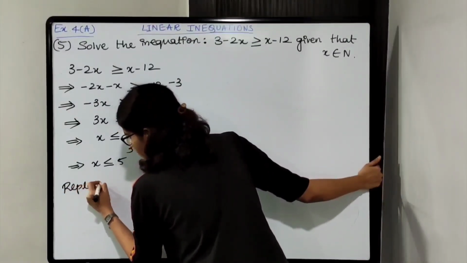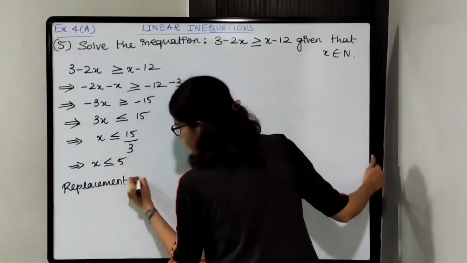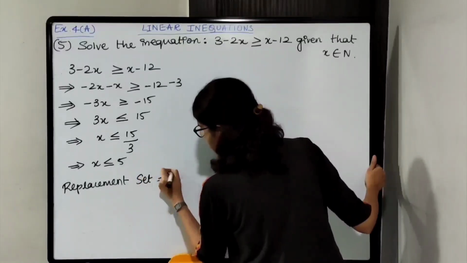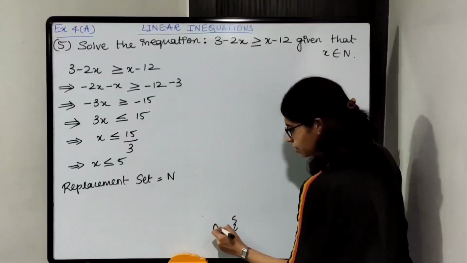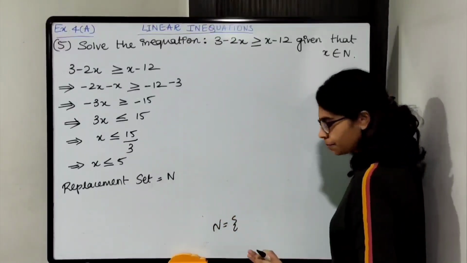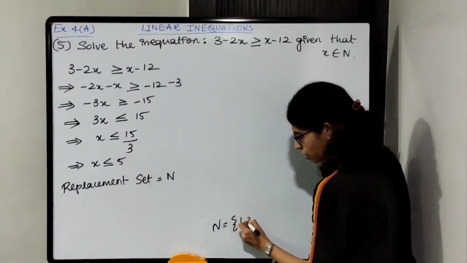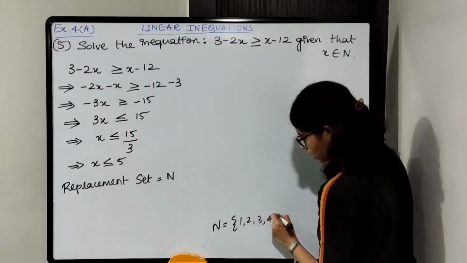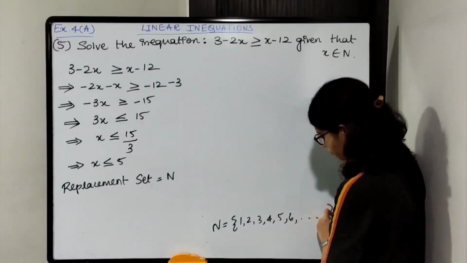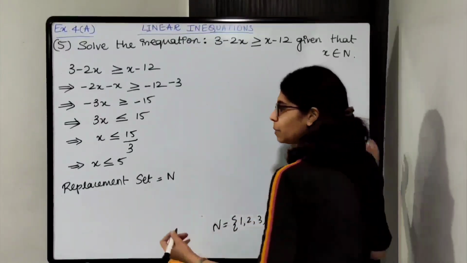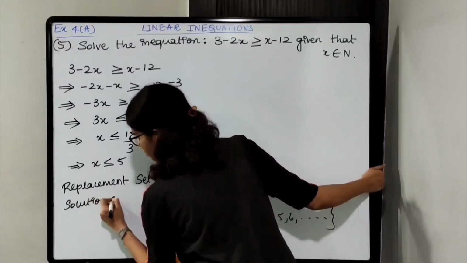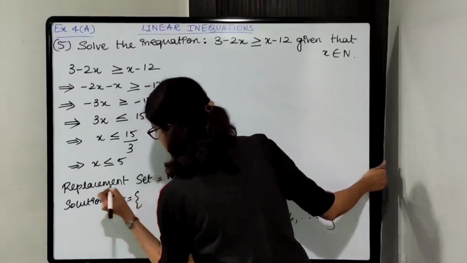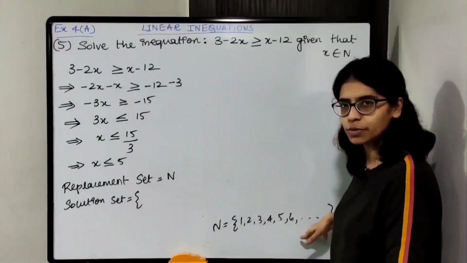Replacement set क्या है? It is natural numbers, है ना? Natural numbers यहाँ पे लिख लेते हैं एक बार, easy for us to understand. So it starts from 1: 1, 2, 3, 4, 5, 6, and so on. So what will be the solution set? क्या हो जाएगा solution set for x? You have to choose the values from this set.